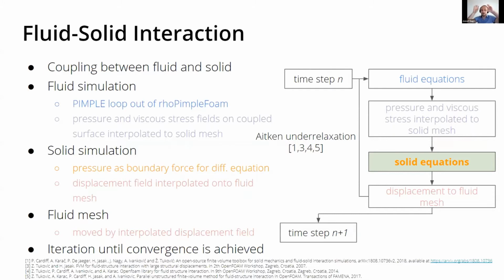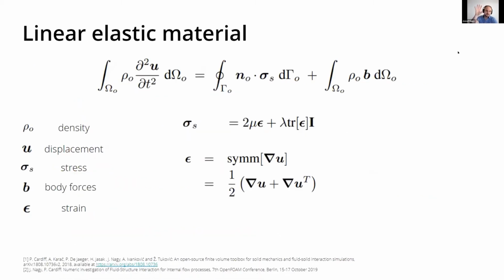But the basic idea is that you solve your fluid equations in a time step. It's very similar to pimpleFoam. Then out of the fluid equations, you calculate the pressure as well as the viscous stress. Those are interpolated onto the wall, the interface between fluid and solid, and they are interpolated onto the solid mesh. On the solid mesh, this pressure and viscous stresses are used as body forces. Then on the solid mesh, the displacement field is calculated with the partial differential equations. Those are interpolated back to the fluid mesh, and the fluid mesh is moved by those displacements. Then you have to do some under relaxation in this regard. Once you reach a certain convergence in a time step, then you can go to the next time step.